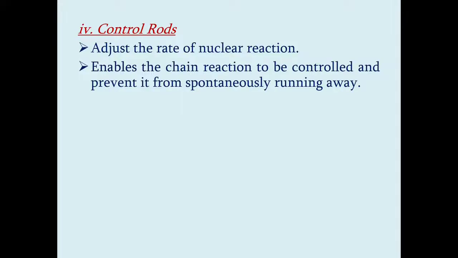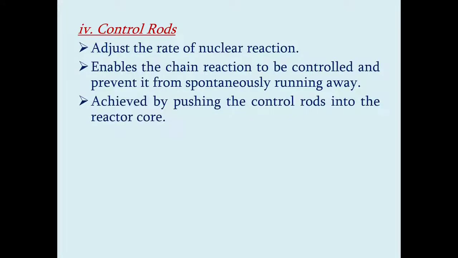The third chief part is the control rods. They are helpful in controlling the nuclear fission reaction, or controlling the nuclear reactor. These control rods are highly helpful in adjusting the rate of the nuclear reaction. That means they enable the chain reaction to be controlled and prevent it from spontaneously running away. If the nuclear fission reaction is not controlled, then the chain reaction keeps on going, exploding the entire nuclear reactor. So we need to have control over the nuclear fission reaction. This is achieved by means of the control rods.